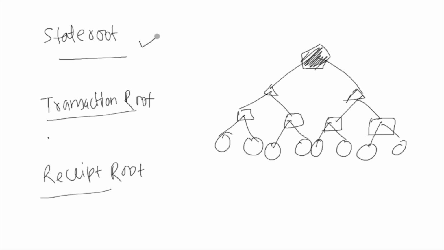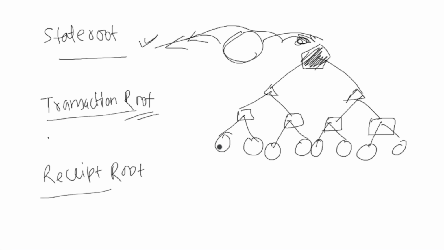The first point is the state root. The state root will store the Merkle root of the current state, the current state which this particular Ethereum network has. Then comes the transaction root. Whatever transactions this particular block contains can be arranged in T1, T2 format, and whatever root gets calculated for this Merkle tree of transactions, it will store as the transaction root.